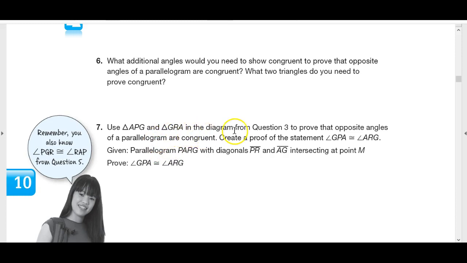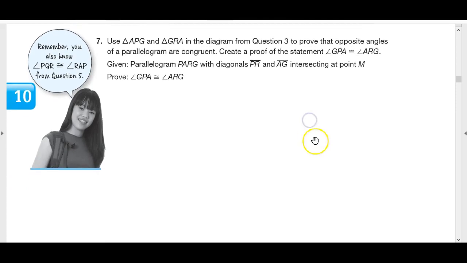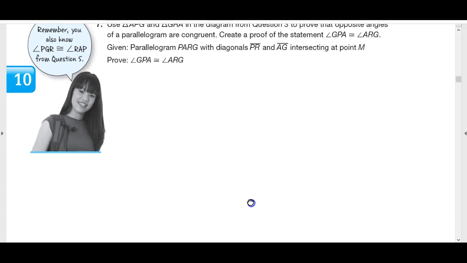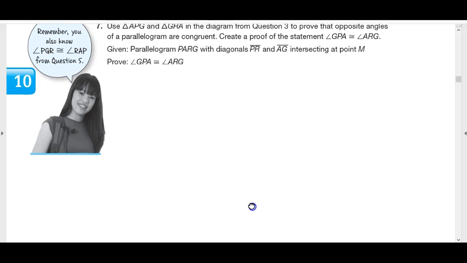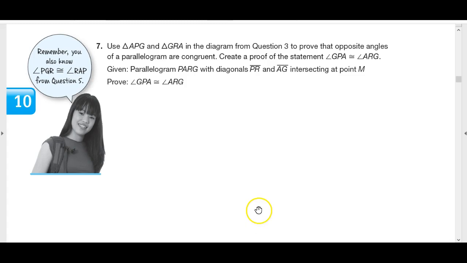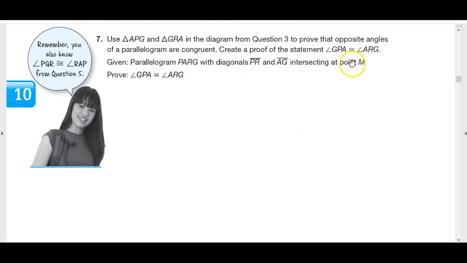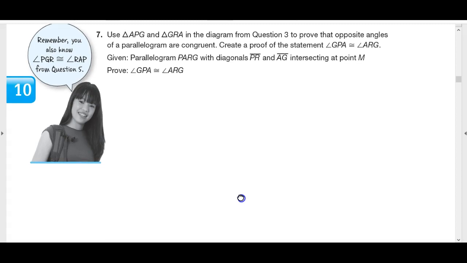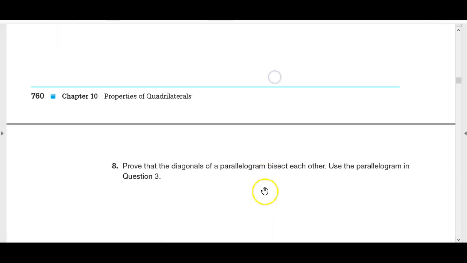Use triangle APG and triangle GRA in the diagram from question 3 to prove that opposite angles of a parallelogram are congruent. So we would make the parallelogram and we would make that proof. Once we prove those triangles are congruent to each other, then we could prove that the opposite angles, which are CPCTC, would have to be congruent as well. And they want us to show the diagonals and that they intersect at point M, and then show that those opposite angles, angle P and angle R, are congruent to each other. We're not going to do that because we've walked our way through that.